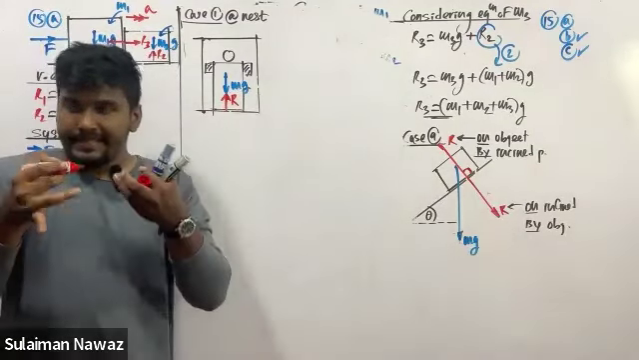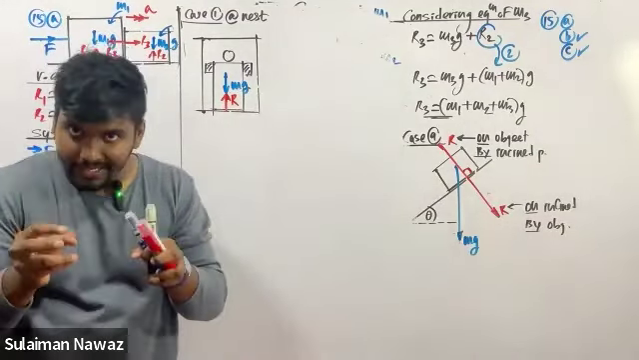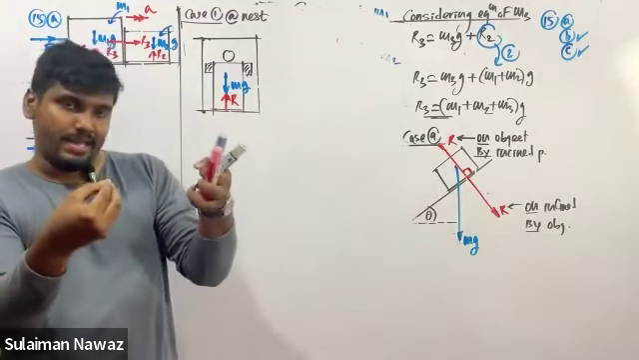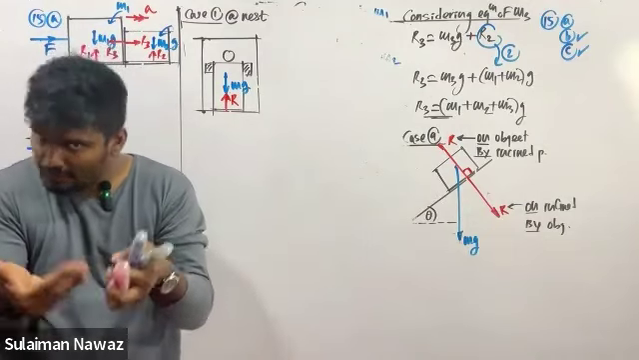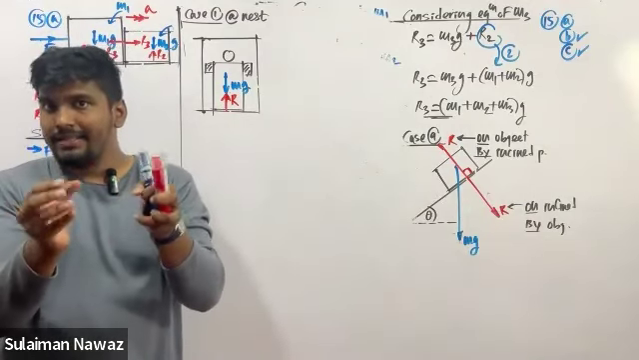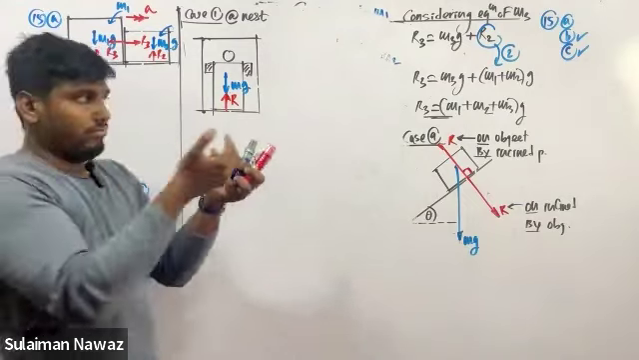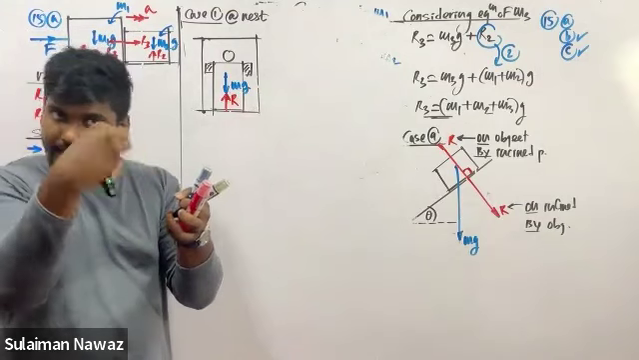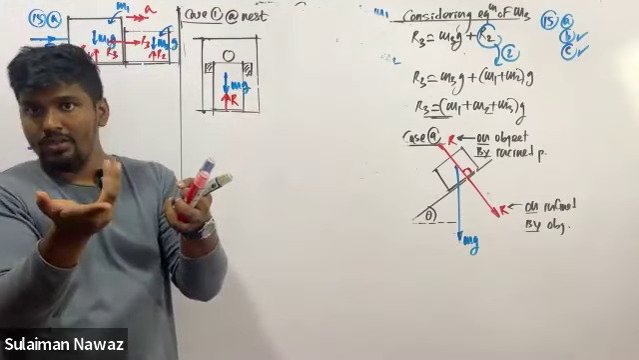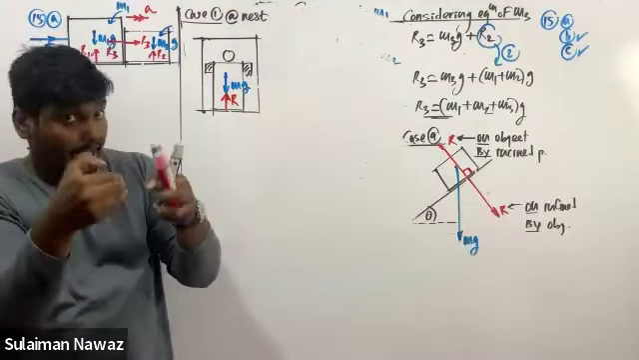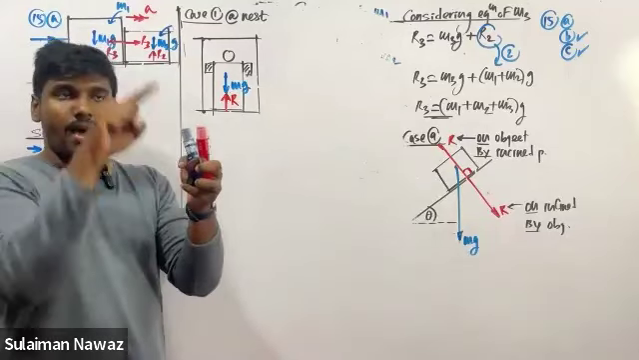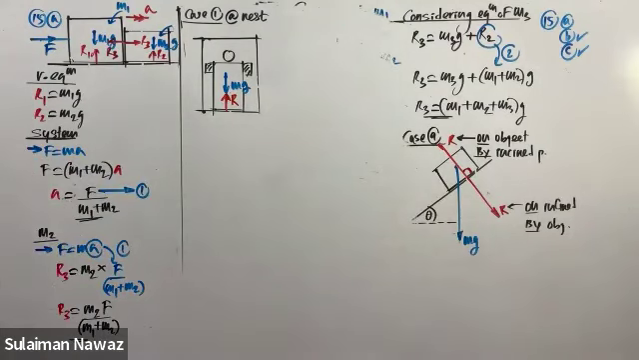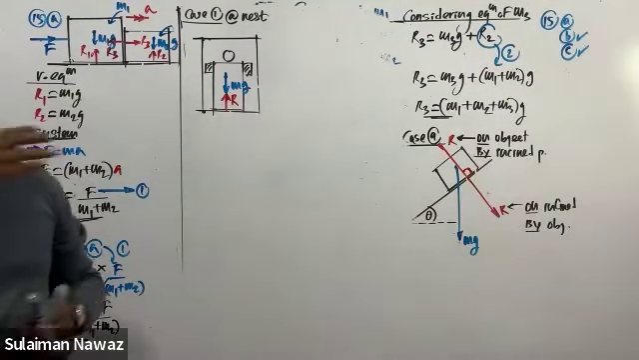Now, when the lift is at rest, definitely the man inside the lift is also at rest. Am I correct? That means R must be equal to mg. If the man is at rest, the resultant force must be 0, which means the resultant force acting on the man is 0, so R must be equal to mg. I think that is not difficult. Write it down once you know.